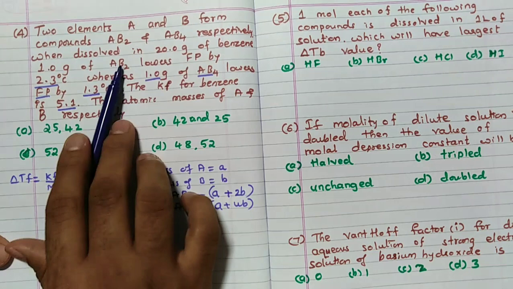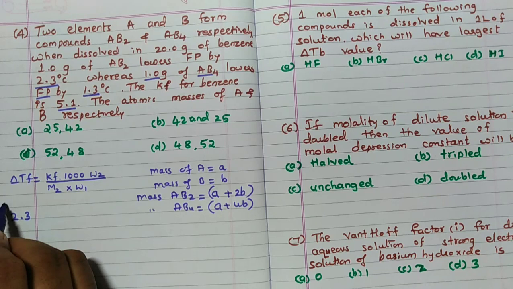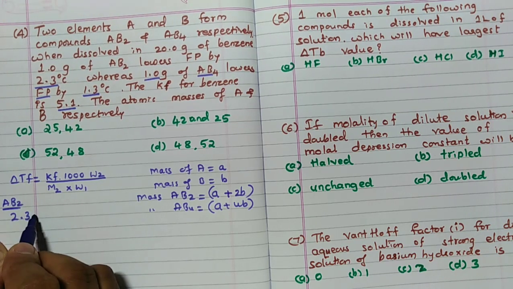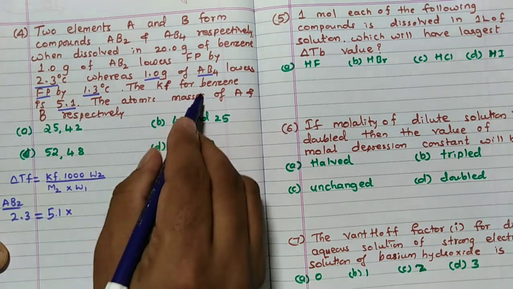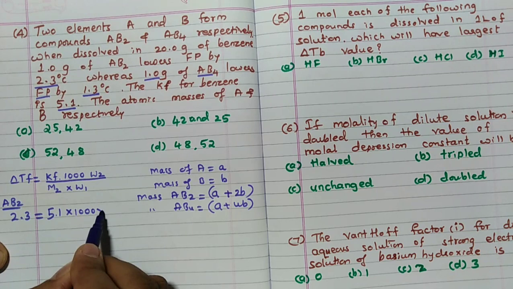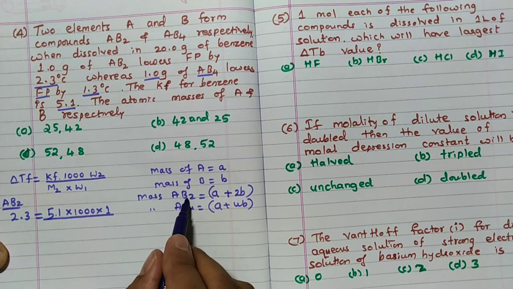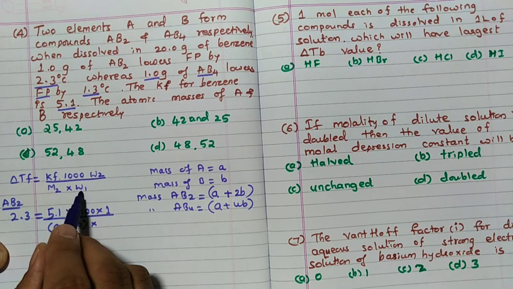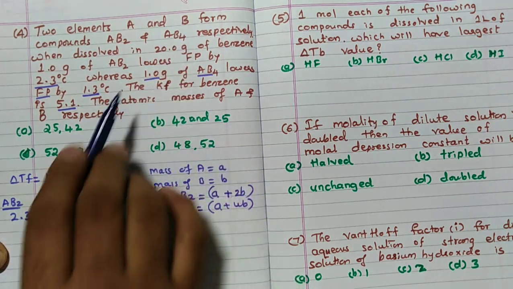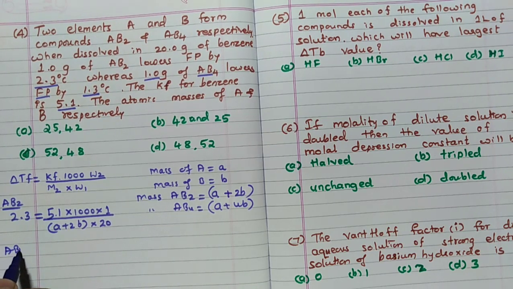Because delta Tf of AB2 is almost 2.3. Correct? So I'll write it as 2.3 for AB2, remember. 2.3 is equal to Kf is how much? So 5.1 into 1000 into W2 is how much? 1 gram divided by M2 is how much? Mass of AB2, A plus 2B, into W1 is how much? So W1 they have given 20 gram of benzene, right? 20.